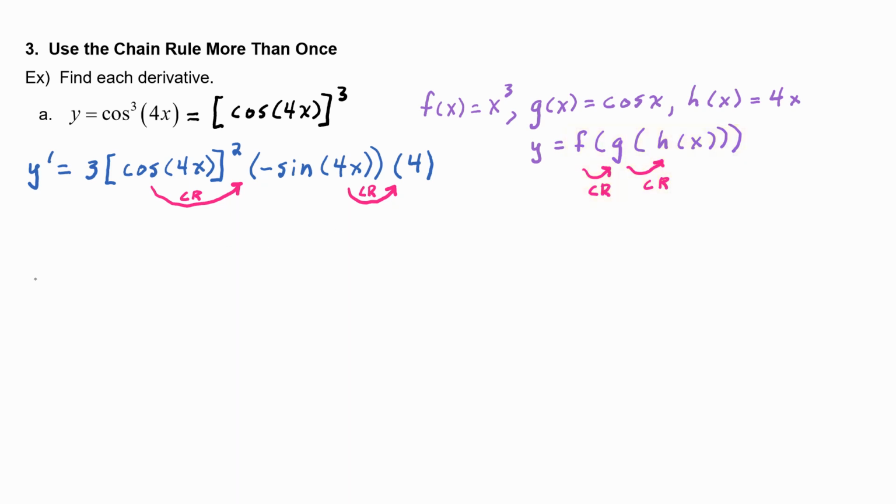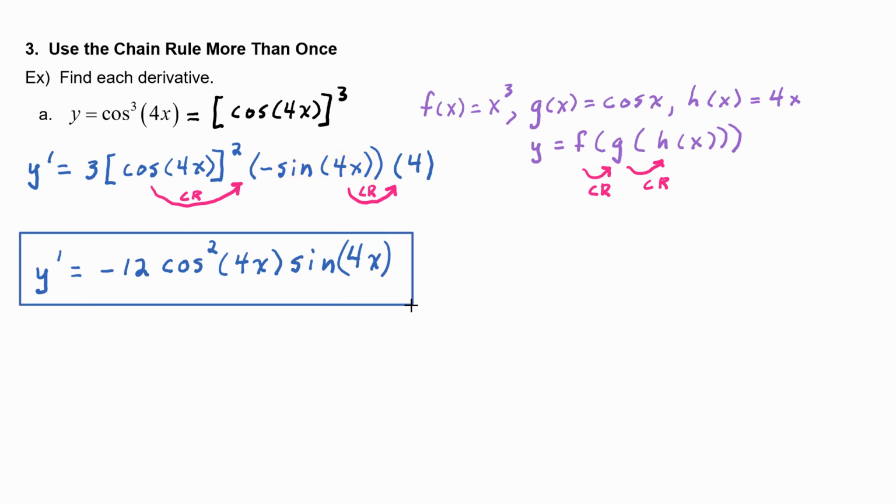Now simplifying this, we get that y prime is going to equal, we've got this 3, there's a negative sign here, times this 4, so that's negative 12 out front. Then we've got this cosine of the quantity 4x, that whole thing being squared. We can write that as cosine squared 4x. And then we have times sine 4x. And this is our derivative.